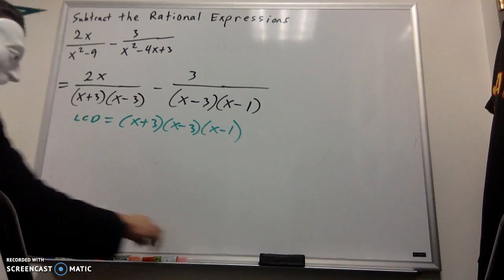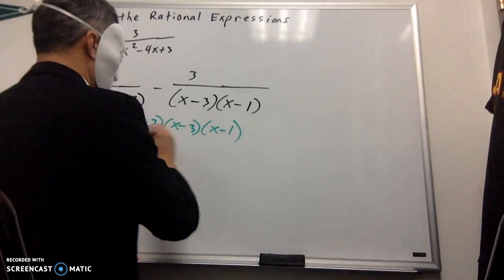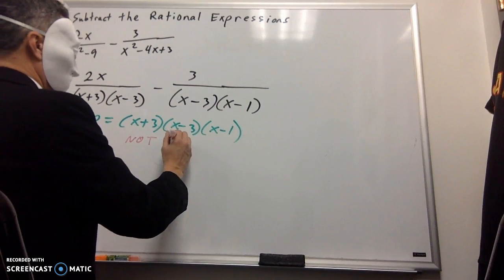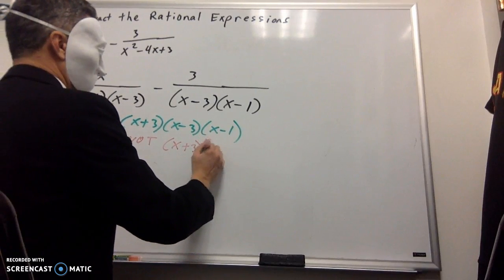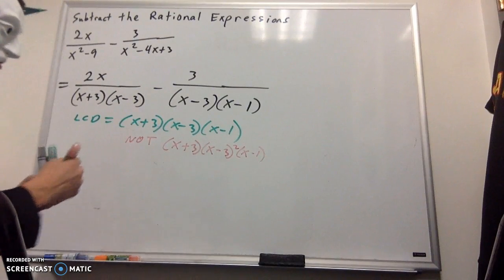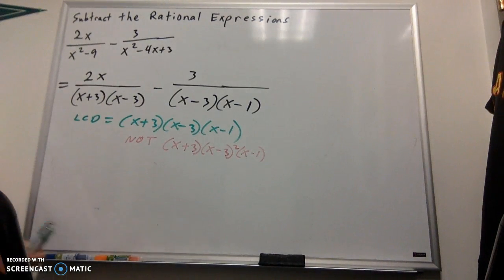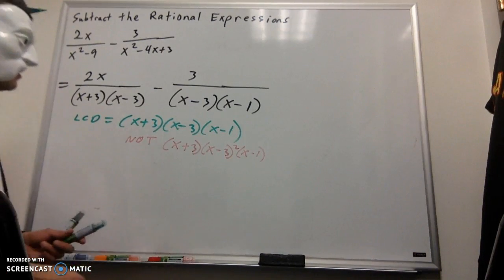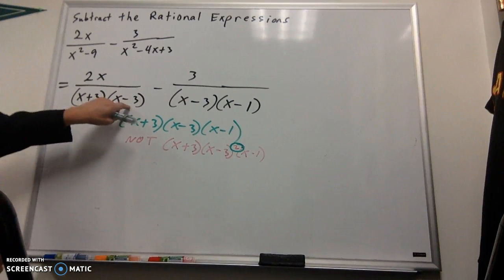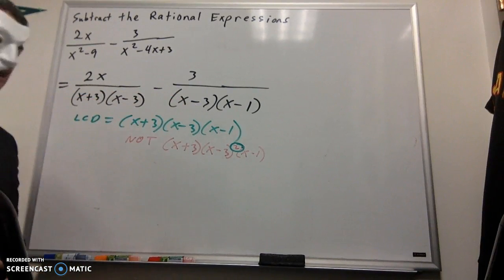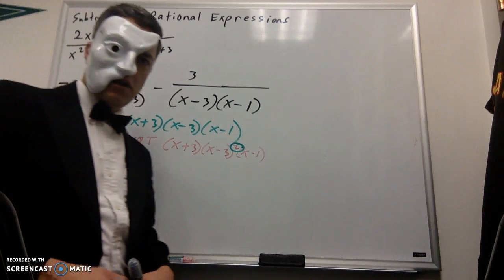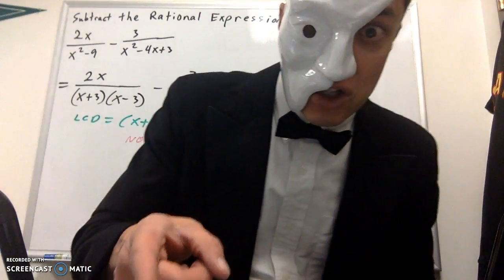Okay? It is not, so red's bad, x plus 3, x minus 3 squared, and x minus 1. Okay, that's not my least common denominator. It is a common denominator, but it's not my least common denominator. People make this mistake right there, that's squared, because they say, oh yeah, I've got my x minus 3 showing up twice, therefore that's part of my least common denominator. Yeah, beware. The Phantom's coming to get you if you do that.